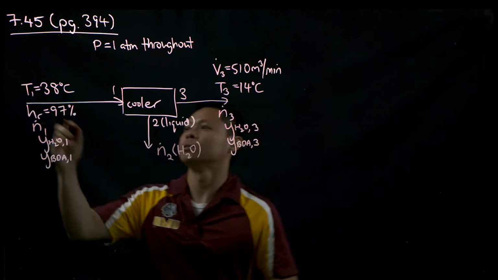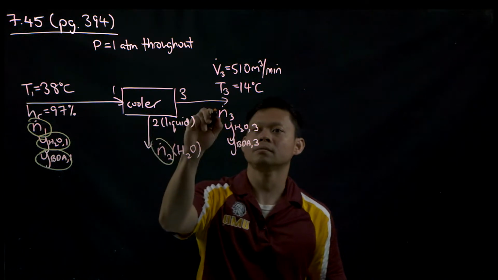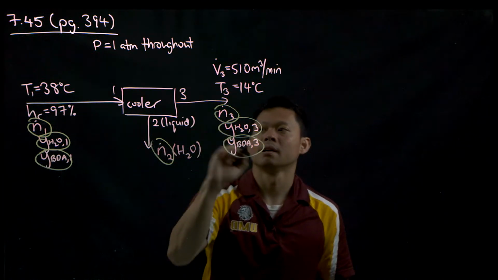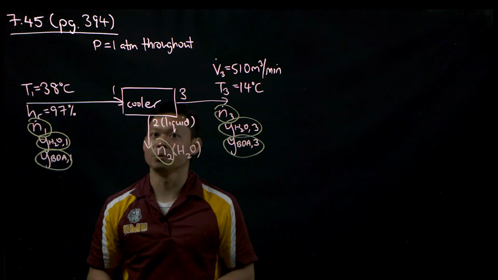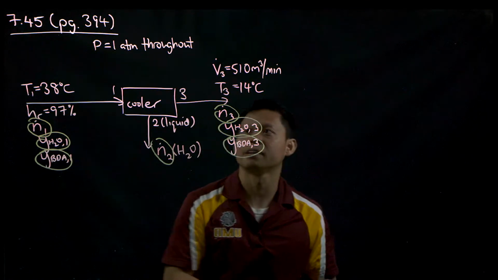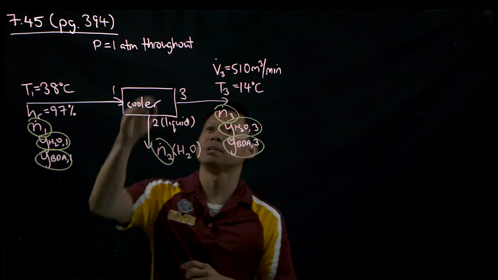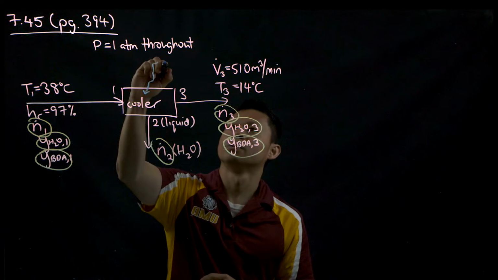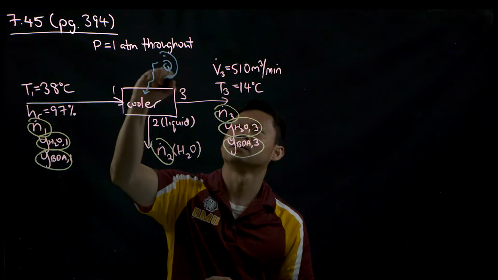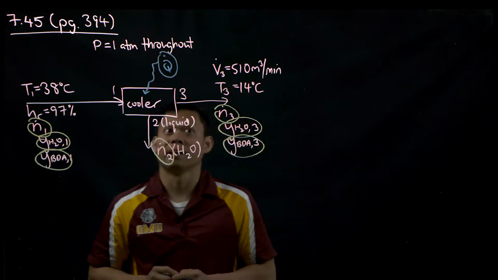Let's circle our unknowns. At this point, we really haven't done anything new. This is going to be the same thing as we did with our material balance. But what we have that is new in this case is, for part B, we want to calculate the cooling requirement, which means we're going to have one more unknown, Q, that we can solve for using our energy balance.